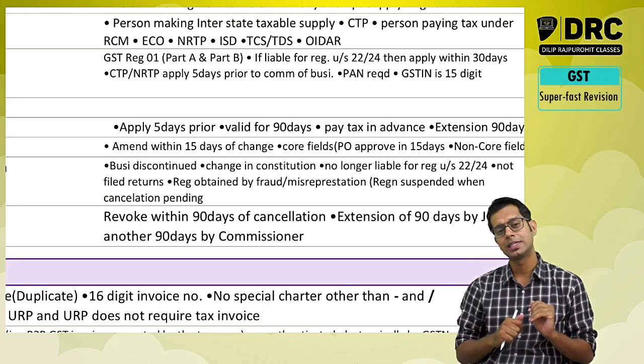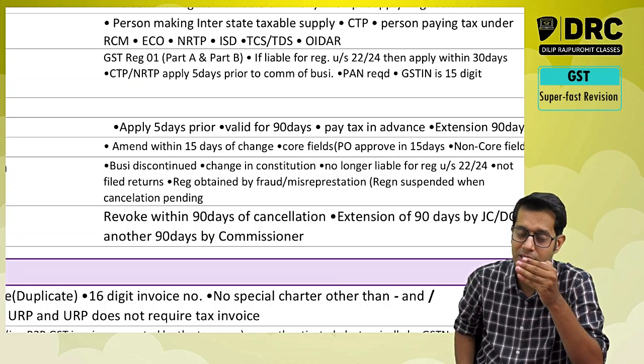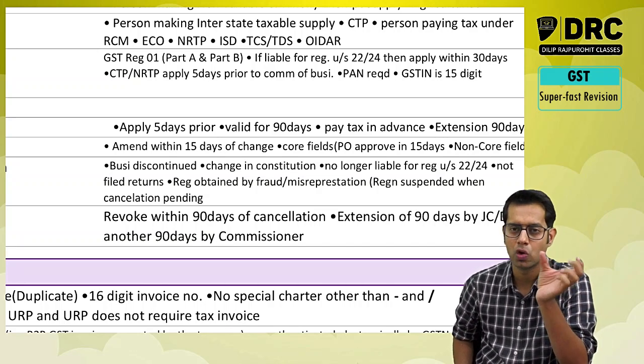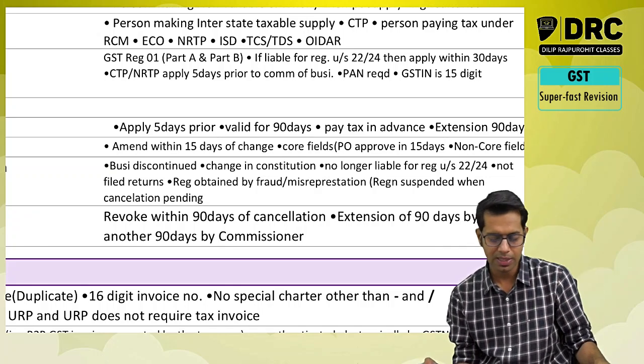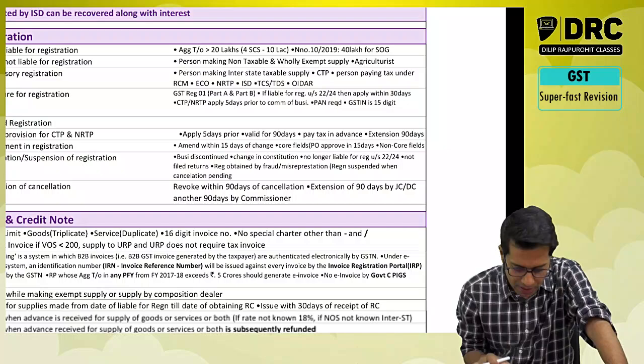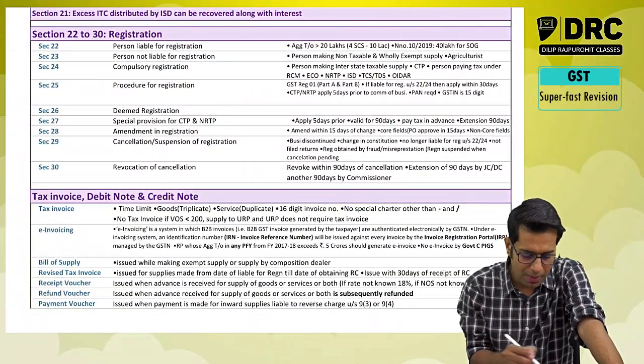Now a casual taxable person or non-resident taxable person, before commencing the business, will have to make the payment of taxes in advance. He will have to estimate his turnover, and based on that estimated turnover he will have to make the payment of taxes in advance. Further, if he is extending his registration, for that extended period also he will have to make the payment of taxes in advance. Section 28 talks about amendment in registration.